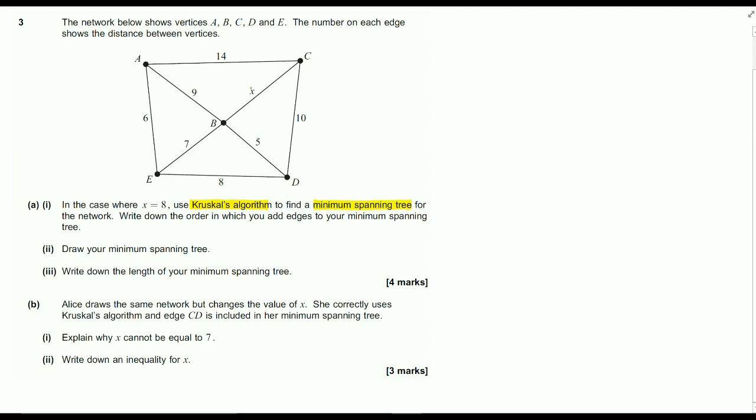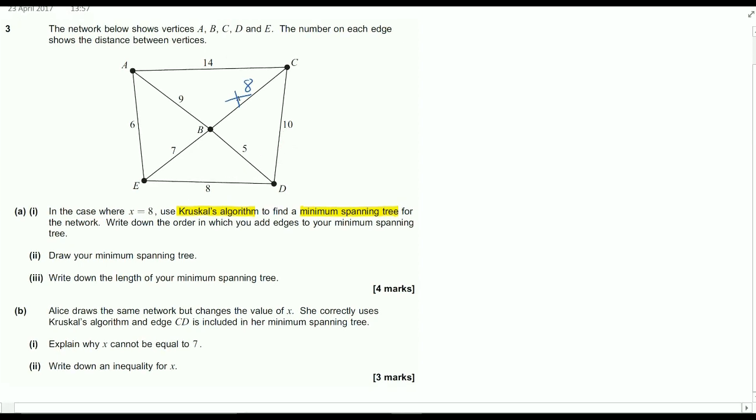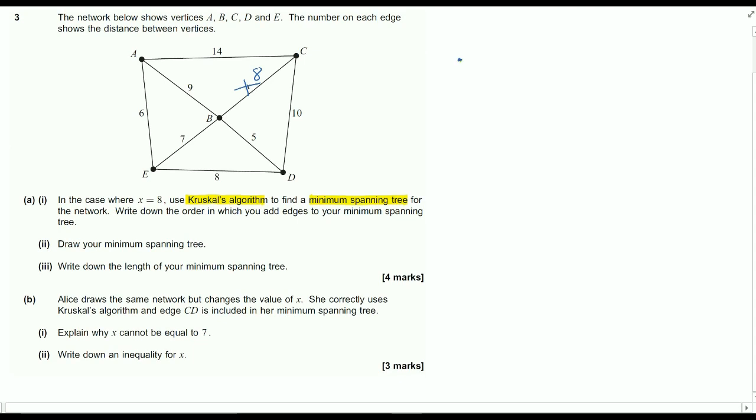Before we do that, let's just change our x to an 8, so we know we've got that in as well. Now, whenever I'm doing a minimum spanning tree, I always draw what I refer to as the skeleton. So this is just A, B, C, D, and E. Now this just stops me creating any cycles as I go through.